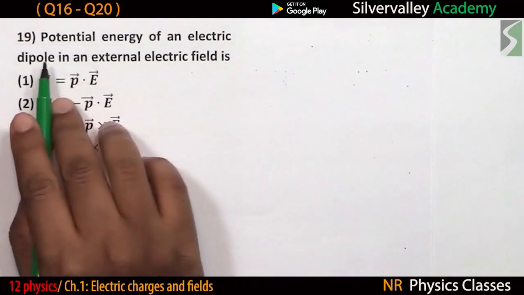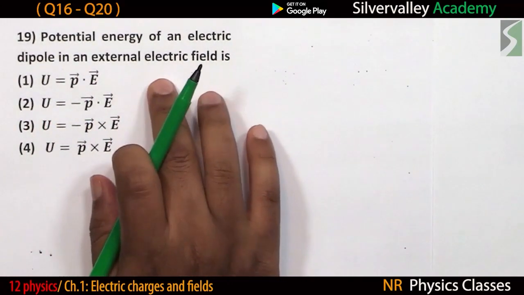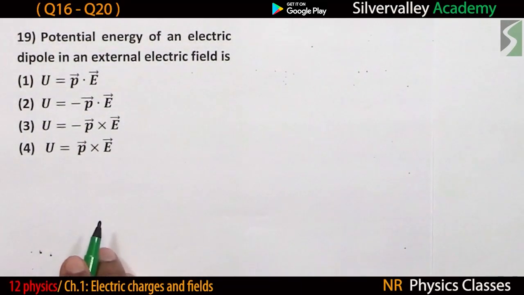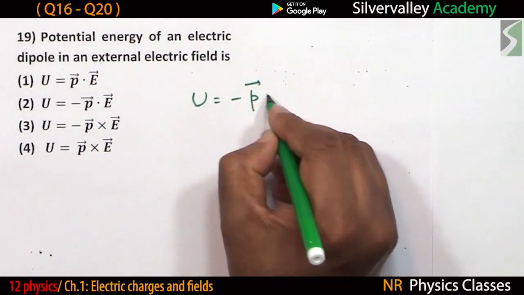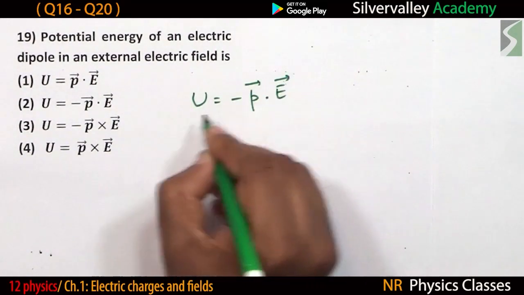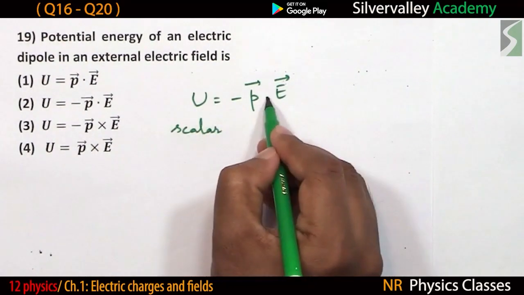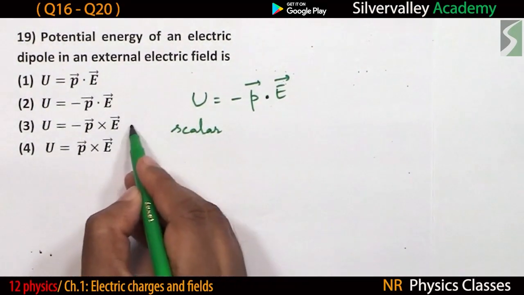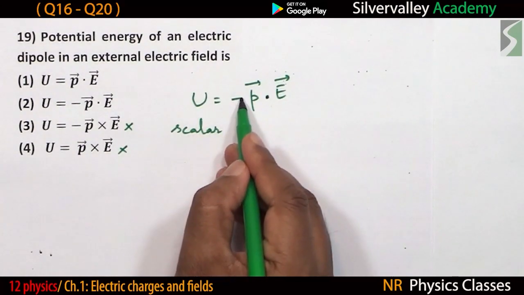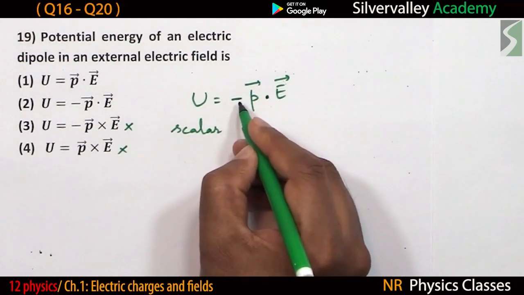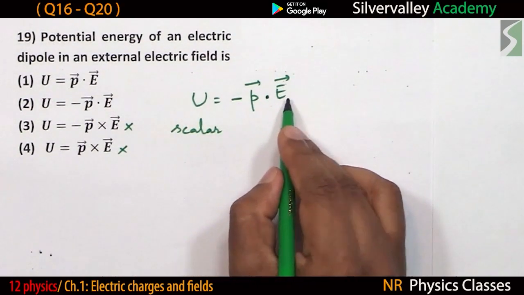Potential energy of an electric dipole in an external electric field is, this is also a direct question. Potential energy is equal to minus P dot E. Potential energy is a scalar quantity. If it is a scalar quantity, then it should be a dot product, so decide between the cross product and dot product. And potential energy is always with a negative sign. You might have seen this negative sign in the derivation, isn't it? So potential energy is minus P dot E.